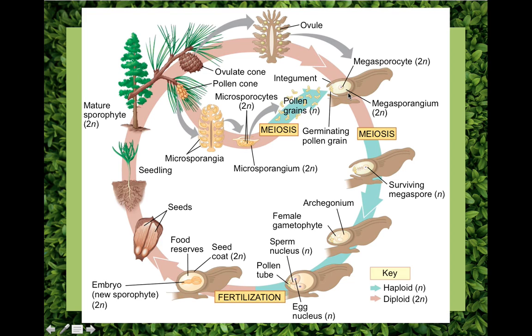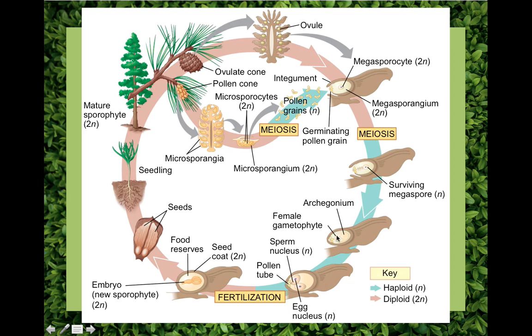Within the megasporangium, which is the container for the megaspore, the megasporocyte is going to divide by meiosis to form the megaspore. And unlike the pollen grains, where the microsporocytes can divide to form 4 pollen grains by meiosis, only one of those 4 cells from meiosis is going to go on to produce the megaspore that survives and divides to become the megagametophyte, or the female gametophyte. So that surviving megaspore divides by mitosis to form the female gametophyte.